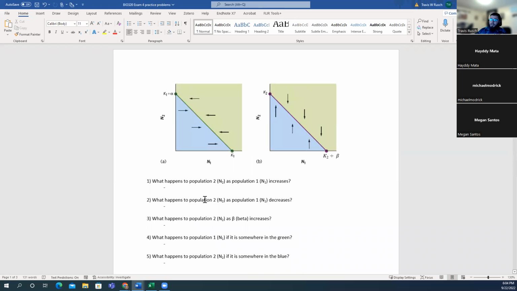I have some practice questions that I thought we could go over as a group so we understand what's going on in these different figures. If we start with the basic ones, let's just talk about what's in these figures. First, before we get into any questions, what do we have on the X and Y axes of these equations?